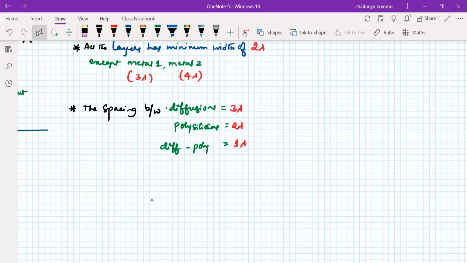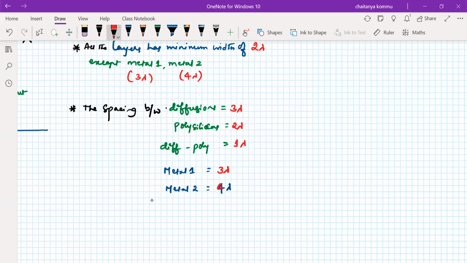And metal 1 to metal 2. So sorry, better I have to consider the spacing between the metals. Metal 1, it should maintain 3 lambda. For metal 2, we should maintain 4 lambda.